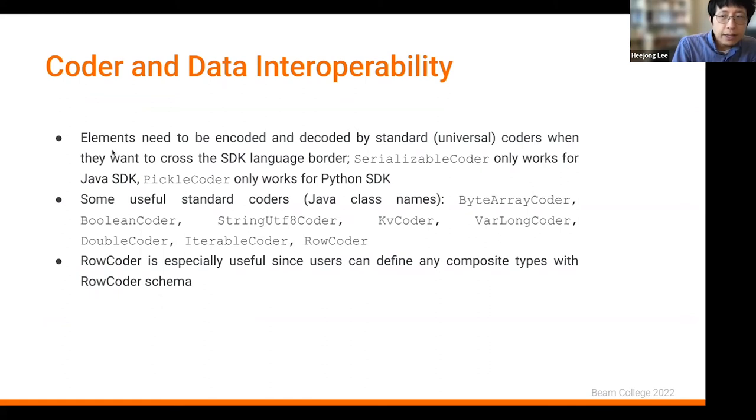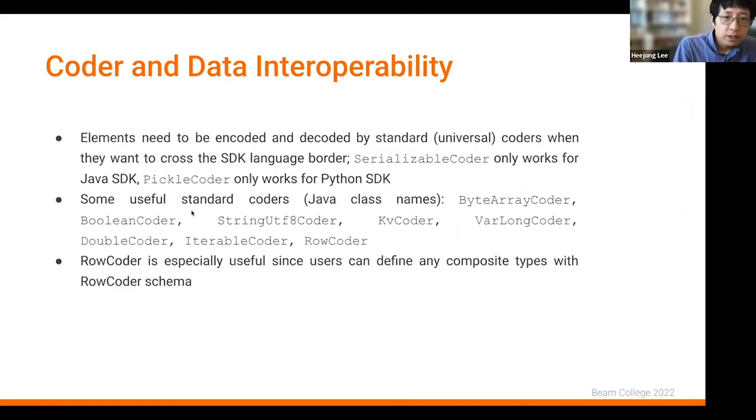I mentioned briefly in a previous slide that elements need to be encoded and decoded by standard coders, of course, because the PCollections from your native SDK, the Python SDK, if the PCollection from Python SDK is encoded by Pickle Coder, then there's no way to use that element from the Java PTransform, right? Because the Java SDK doesn't know how to decode that element.